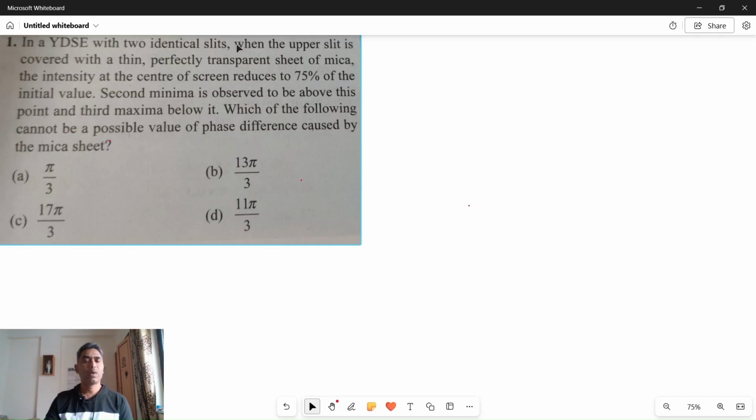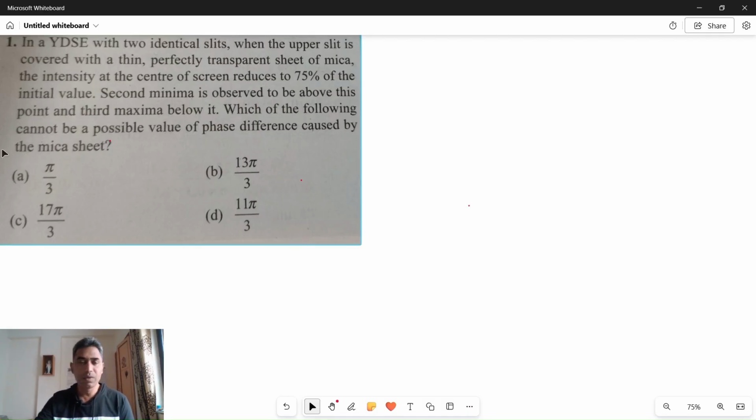In a YDSE with two identical slits, when the upper slit is covered with a thin, perfectly transparent sheet of mica, the intensity at the center of the screen reduces to 75% of the initial value. Second minima is observed to be above this point and third maxima below it. Which of the following cannot be a possible value of phase difference caused by the mica sheet? So these are the four options given.